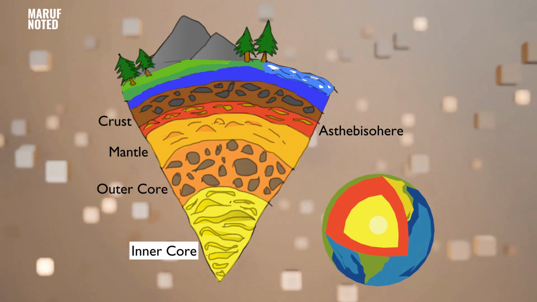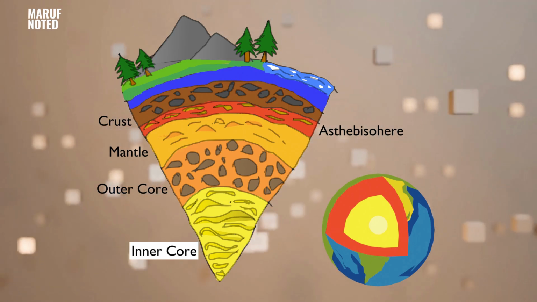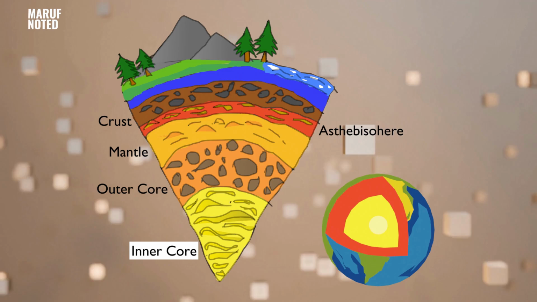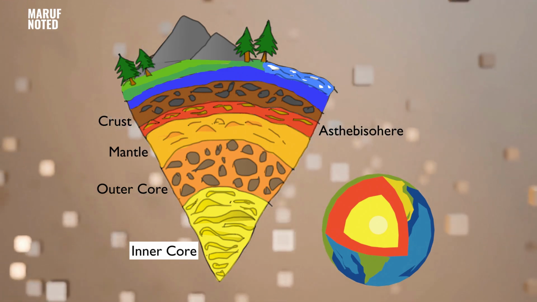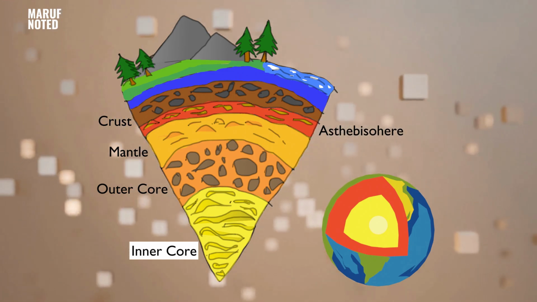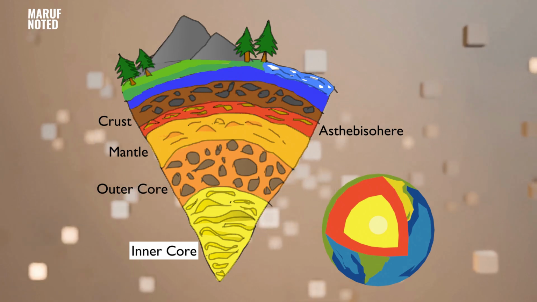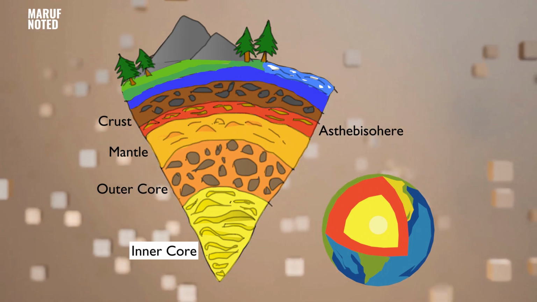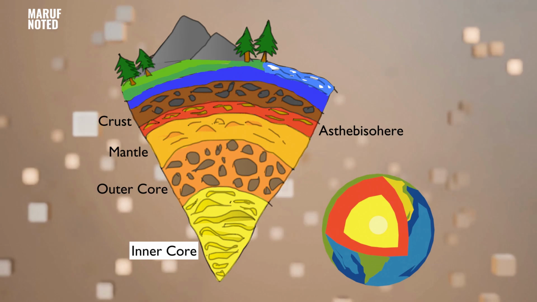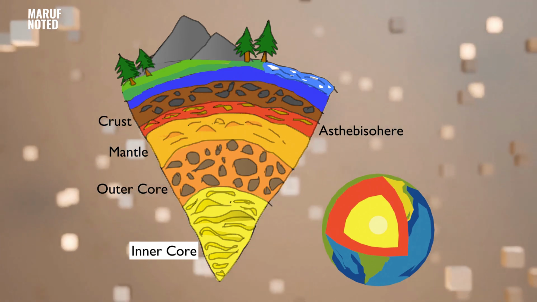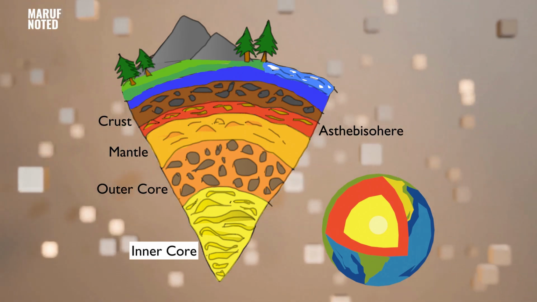Finally, in the center of the Earth is the inner core layer. It is the hottest part of the Earth. Similar to outer core, it is composed primarily of iron and nickel and has highest density of all other layers. It also contains metals like gold, platinum, palladium, silver, tungsten, etc.